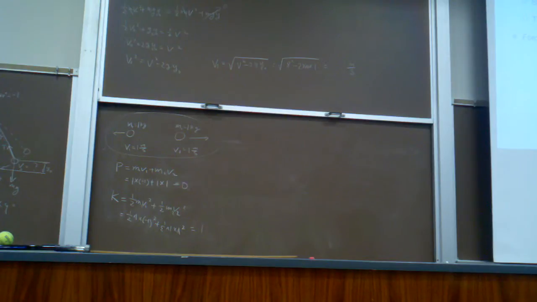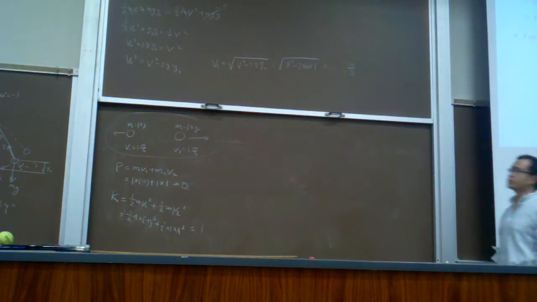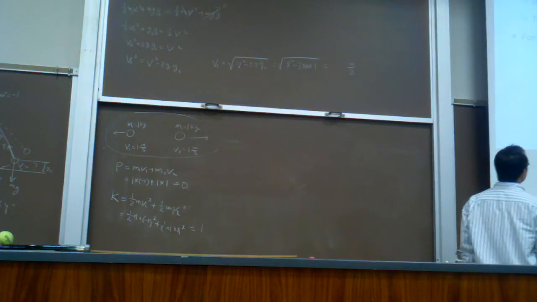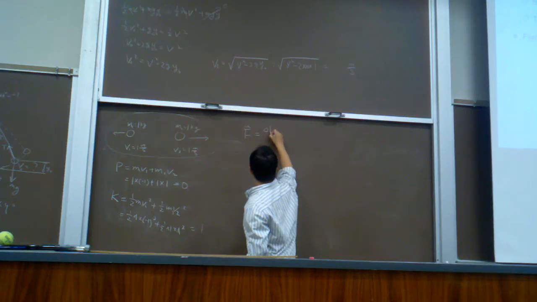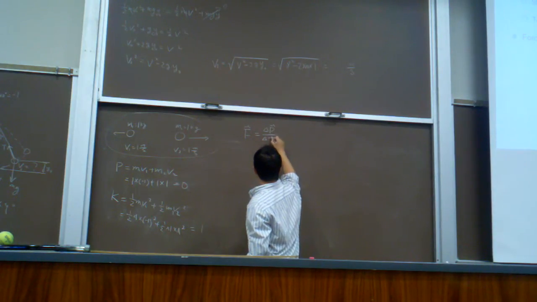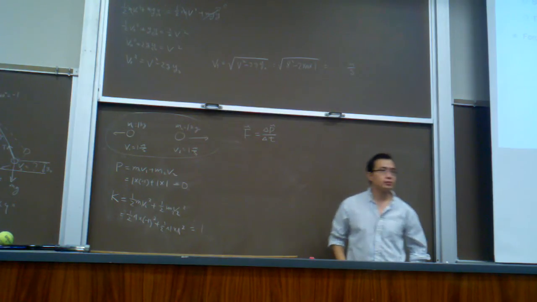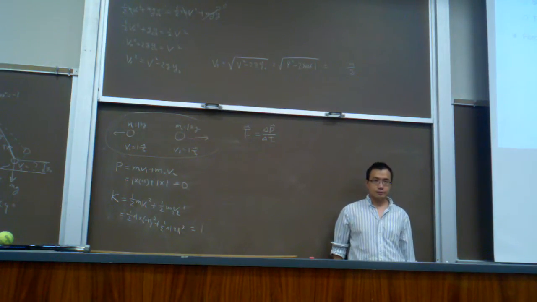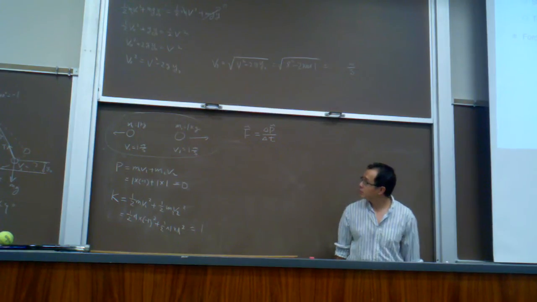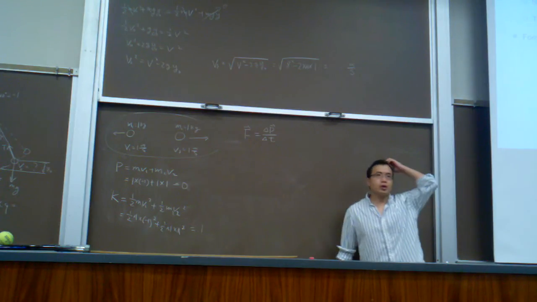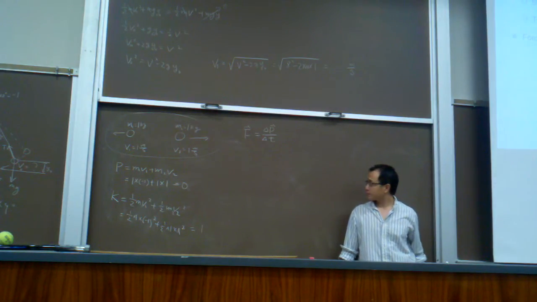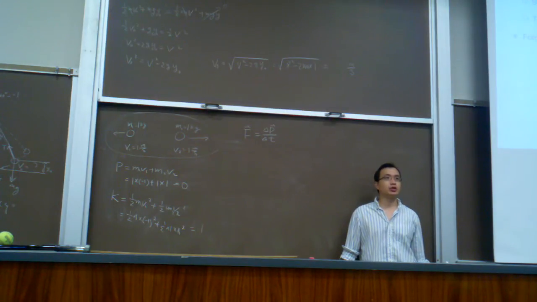Now, there is a relationship between the force and the change in momentum. It can be written as: F equals delta P divided by delta T. So it says that the force is actually the rate of the momentum change. The force depends on how fast the momentum will change.